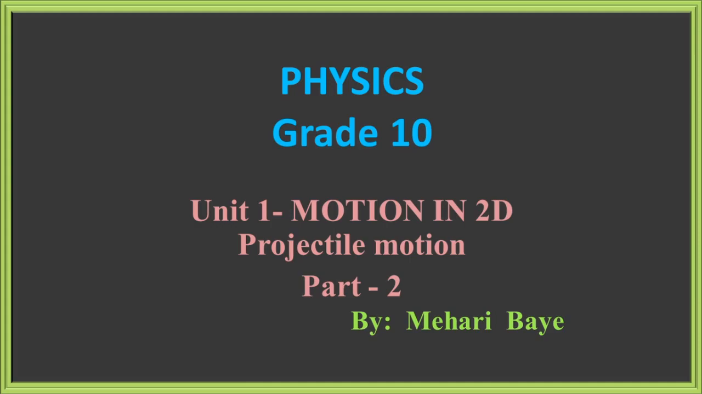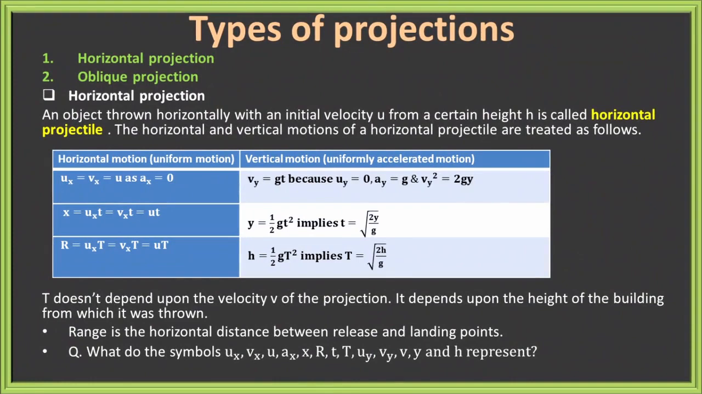Part 2 of projectile motion. Let us discuss types of projections. There are two types of projections: horizontal projection and oblique projection. Horizontal projection: an object thrown horizontally with an initial velocity u from a certain height is called a horizontal projectile.